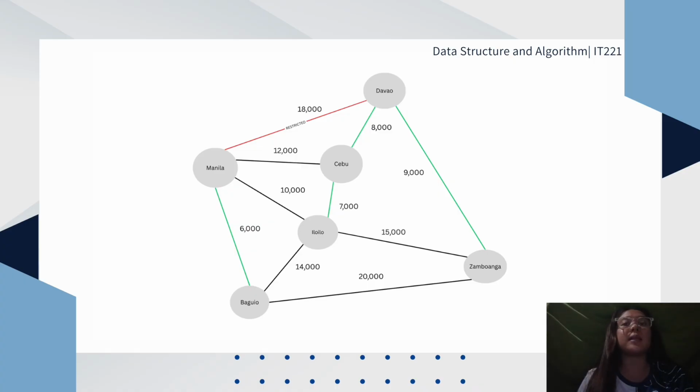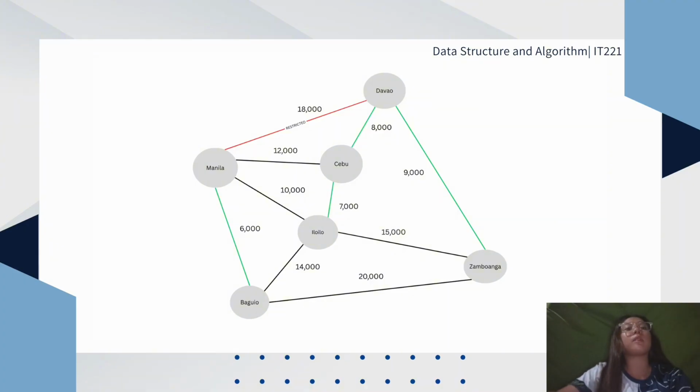The last one is the Baguio to Zamboanga route with the travel setup cost of 20,000 pesos. And if we're going to add it, we will form a cycle. So again, we'll skip it.